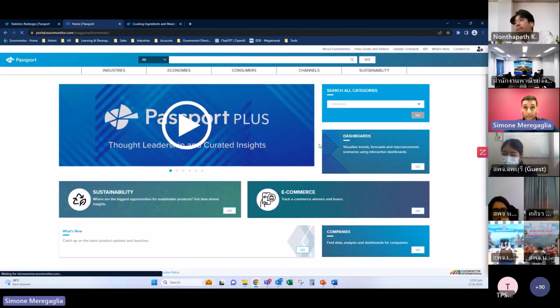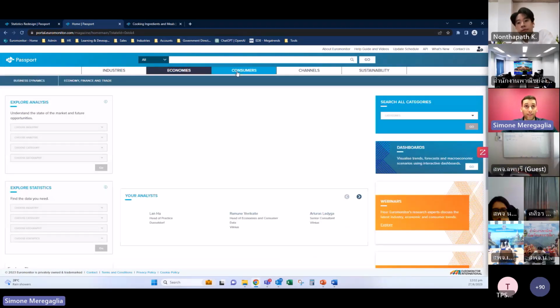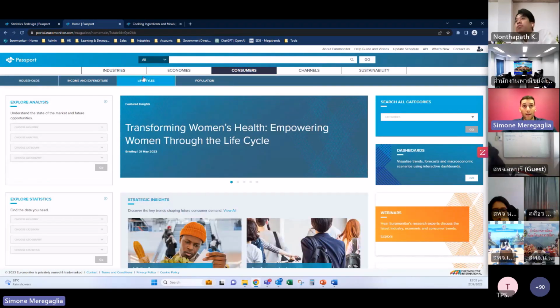Okay, so I understand it's already 11 a.m. in Thailand. So this is an overview of how to use Passport. Of course, we haven't deep dived into economies, consumers, and all the information within that. But I do think that it is pretty intuitive. So I would ask you to use it yourself and see.